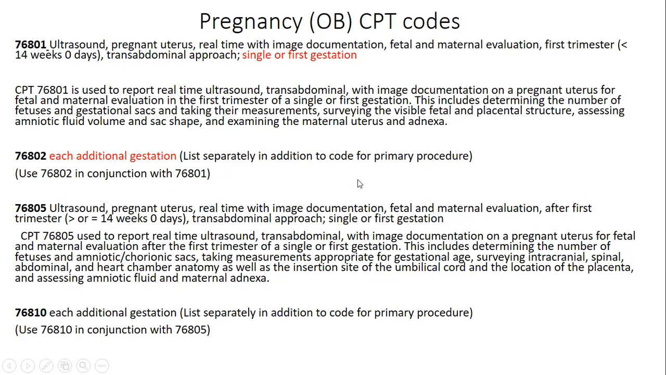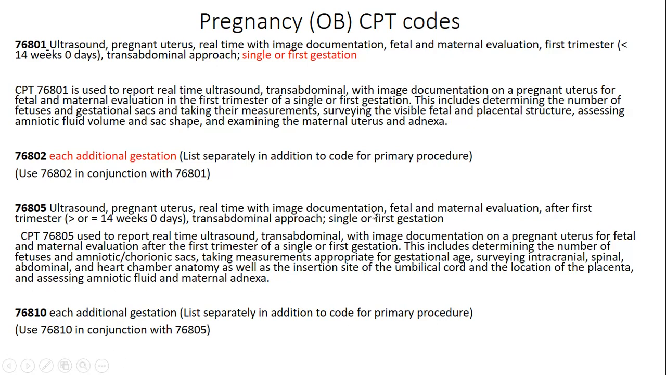Now, the most common pregnancy CPT codes are 76801, 76802, 76805 and 76810. 76801 is for the first trimester, when an ultrasound OB is done for the pregnant uterus and for fetal and maternal evaluation. The transabdominal approach is used for a single or first gestation.